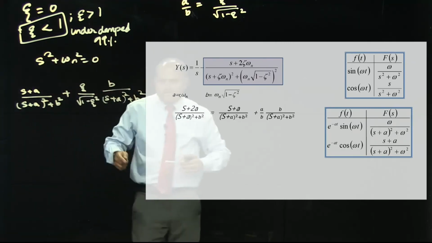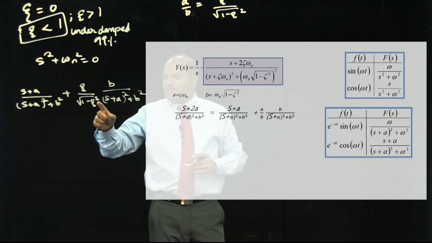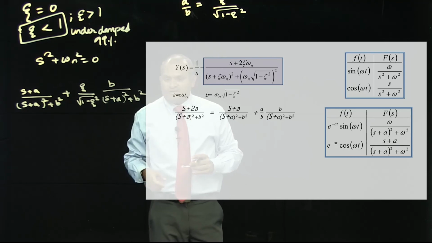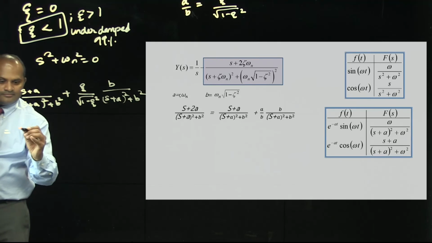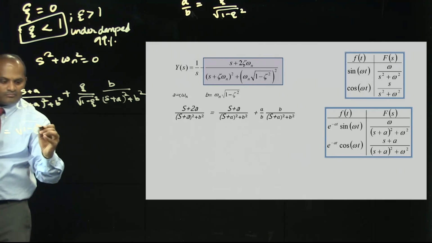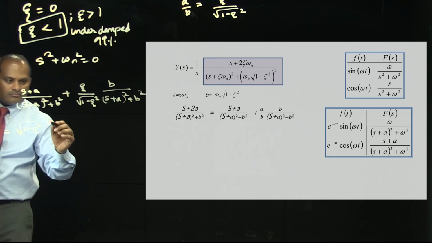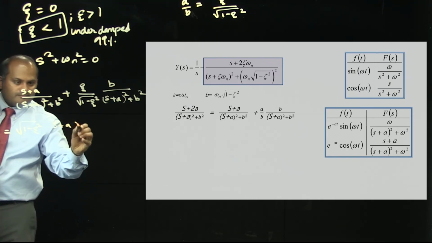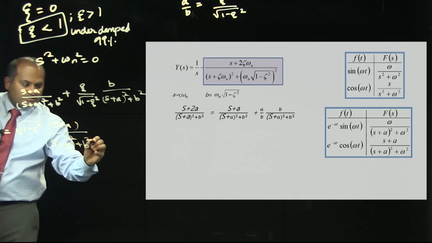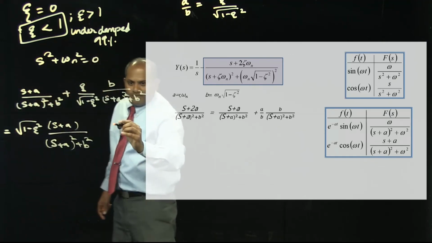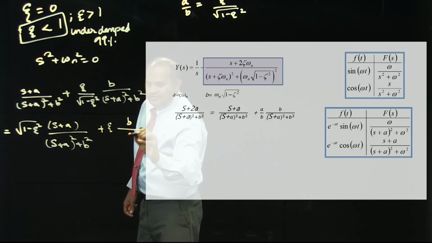So, now once I am able to divide the expression into this form, we can move the root of 1 minus eta square to the other side. So, I can write 1 by root of 1 minus eta square into (s plus a) by ((s plus a) whole square plus b square), plus eta into b by the same expression.